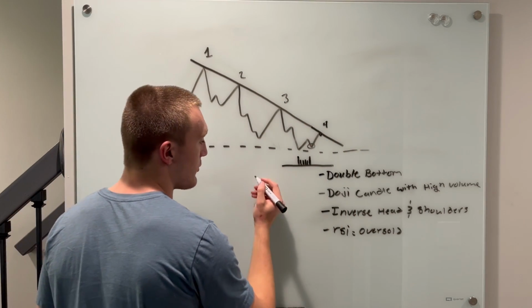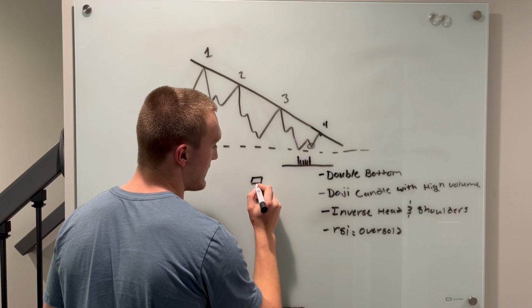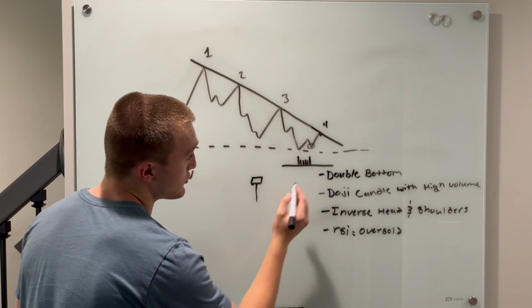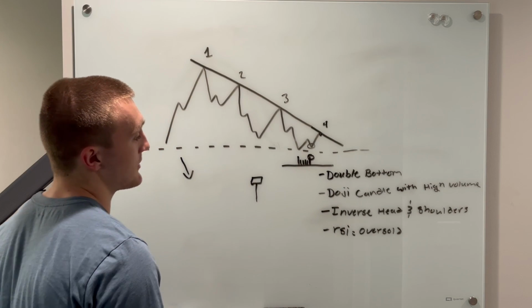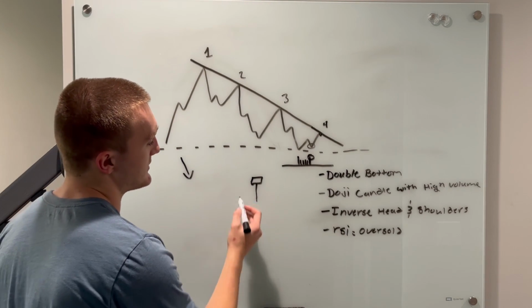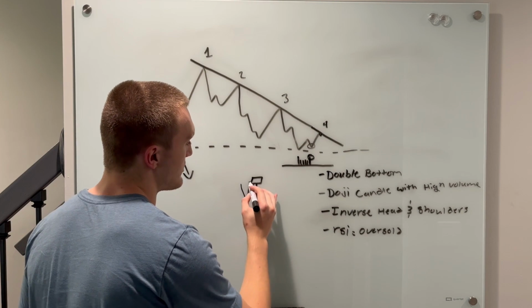What I would be looking for is a potential doji candle, maybe, or with a really long wick with extremely high volume. If we have extremely high volume with a doji candle, that's extremely bullish because the sellers brought it down, buyers brought it straight back up in that area.